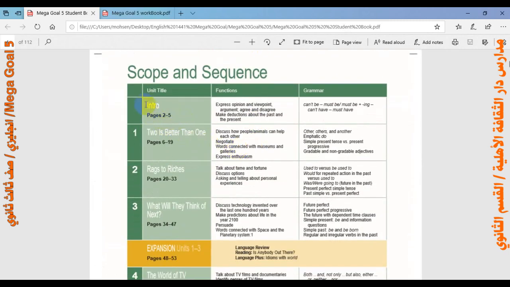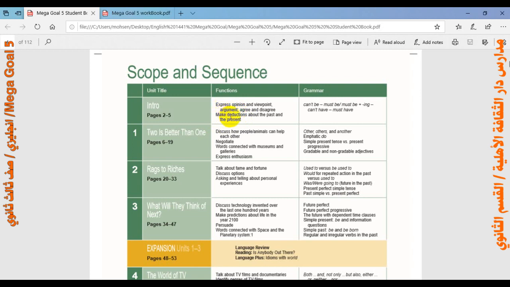Here we are going to give you the introduction, from pages 2 to 5. You are going to see the functions. You are going to see express opinion and viewpoint, argument, agree and disagree, make deductions about the past and the present, and how to express your opinion. What do you think of London, for example? What do you think of Jeddah? How to give your opinion and viewpoint.